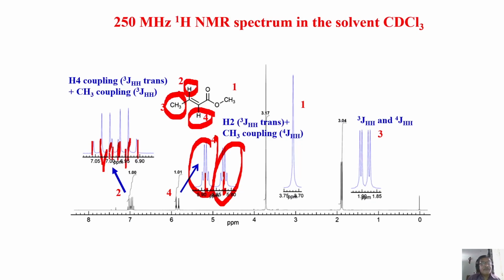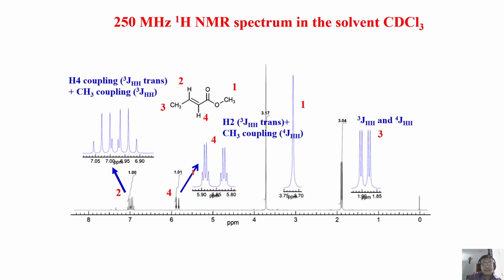So you got a doublet of quartets again. But the quartet separation is much better here than this because it's a 3-bond coupling. This is a 4-bond coupling, which is much smaller. As a consequence, we could safely say this is proton 2, this is proton 4, this is proton 3, this is proton 1. Now it is very clear how we analyze. Taking into account the multiplicity pattern, trans coupling, we could easily analyze.